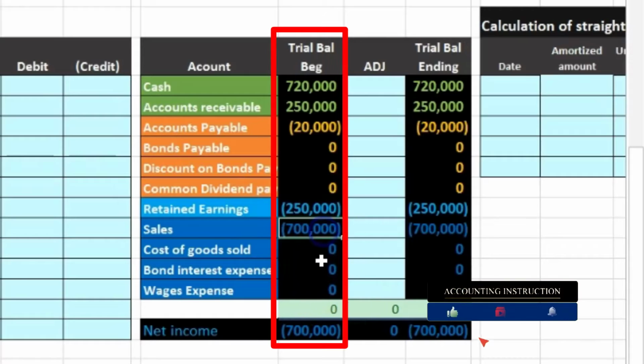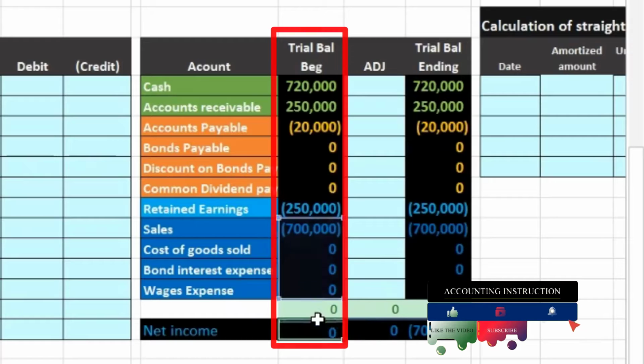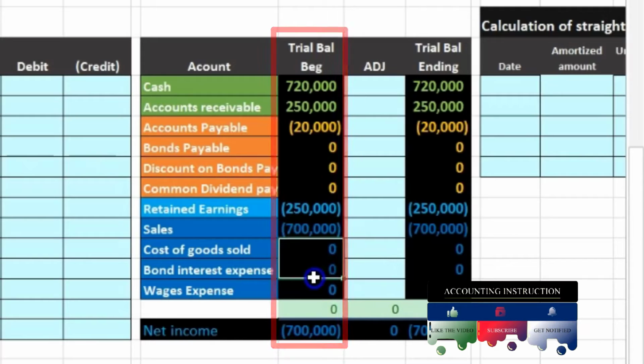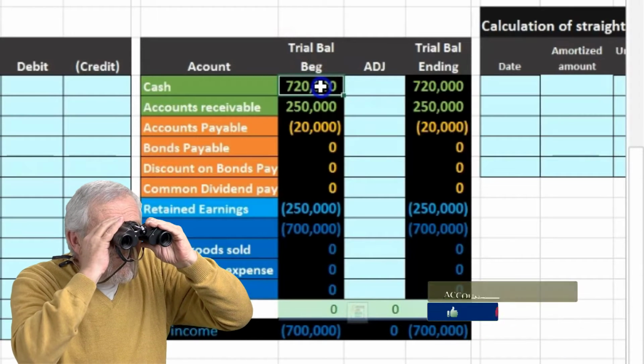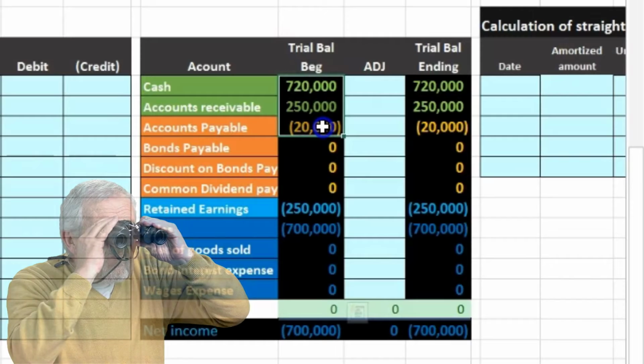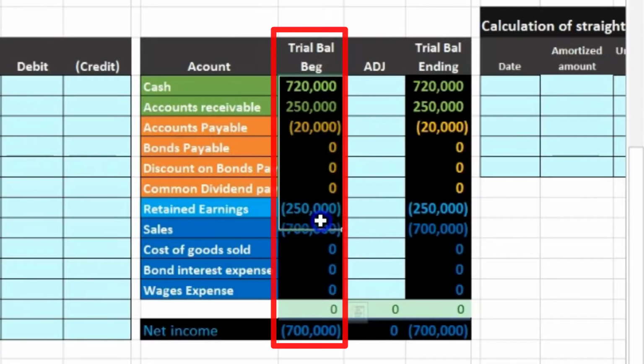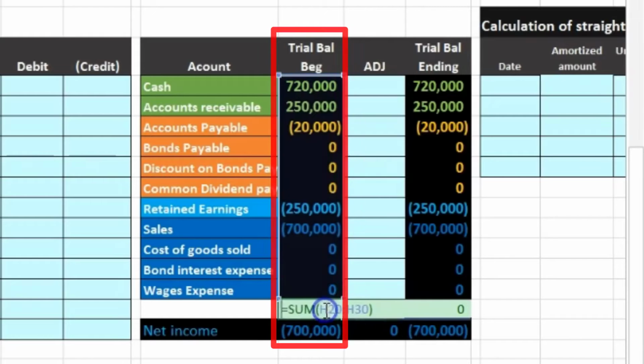All we have are sales here of the 700. We have net income of 700, which is just the sales. There are no expenses represented at this point. We can see that we are in balance in that the debit accounts do not have brackets and the credit accounts do. Therefore, the debits minus the credits equals 0. So this green 0 represents the fact that we are in balance.